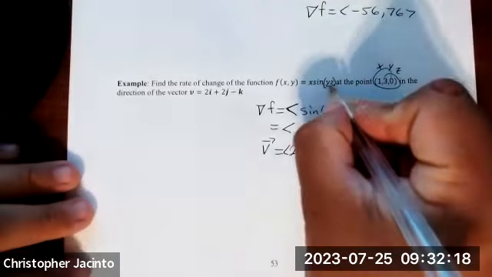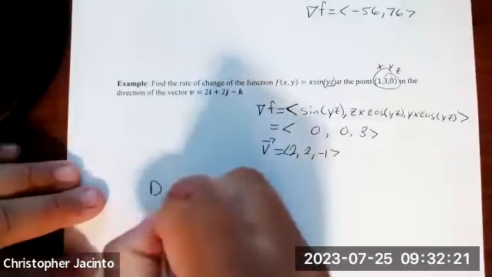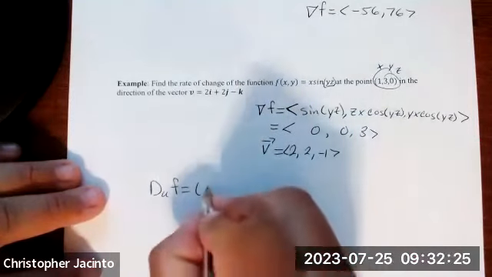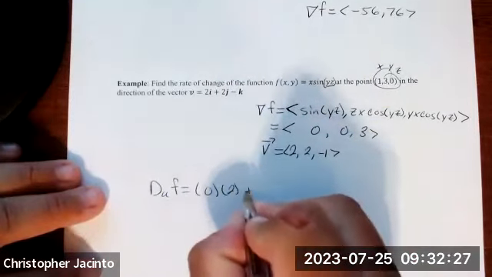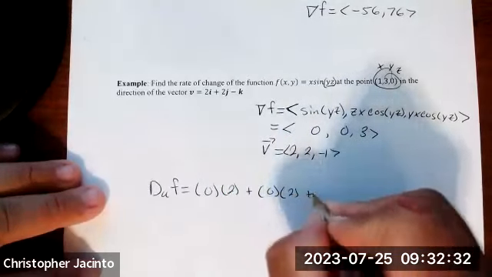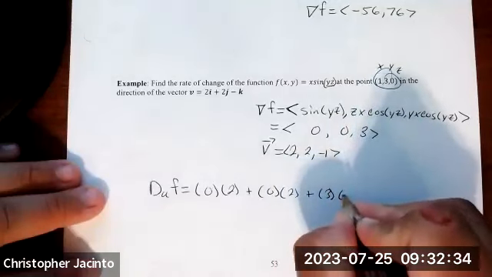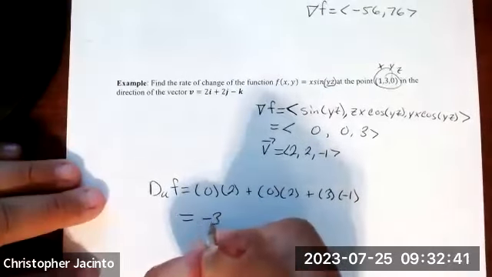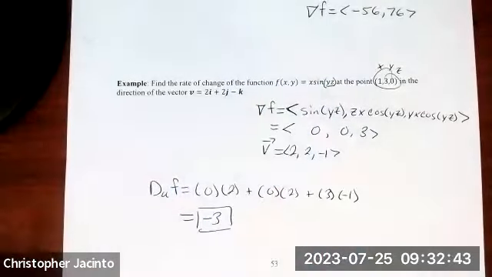And now, because we have three dimensions, just like in the definition, our directional derivative is going to be 0 times 2 plus 0 times 2 plus 3 times -1, which gives us just -3. So the rate of change of our function at the point (1, 3, 0) in the direction of the vector is -3.